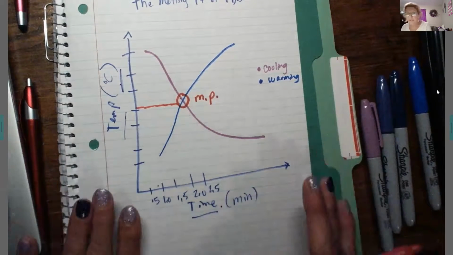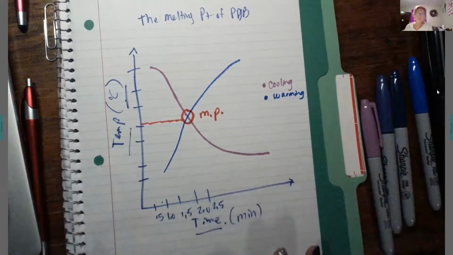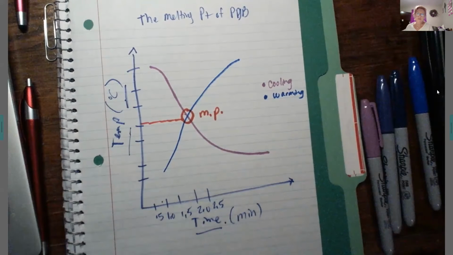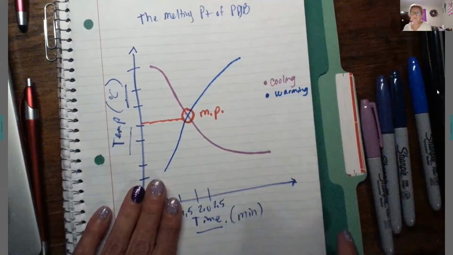Okay, I'm going to do this again with you. I just wanted to do this pre-lab discussion on what we're going to be doing with this lab and giving you some information about paradichlorobenzene. Now, another thing that we're going to learn how to do here in this lab is a percent error calculation.